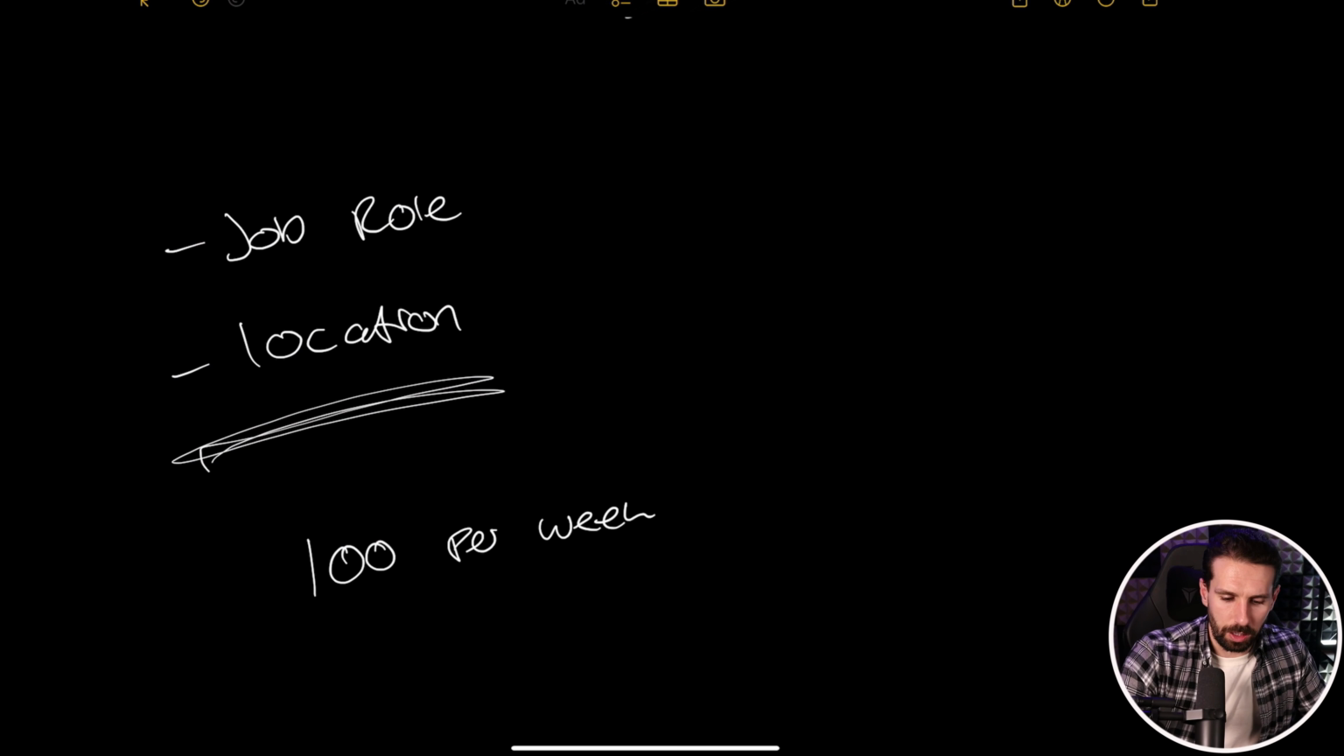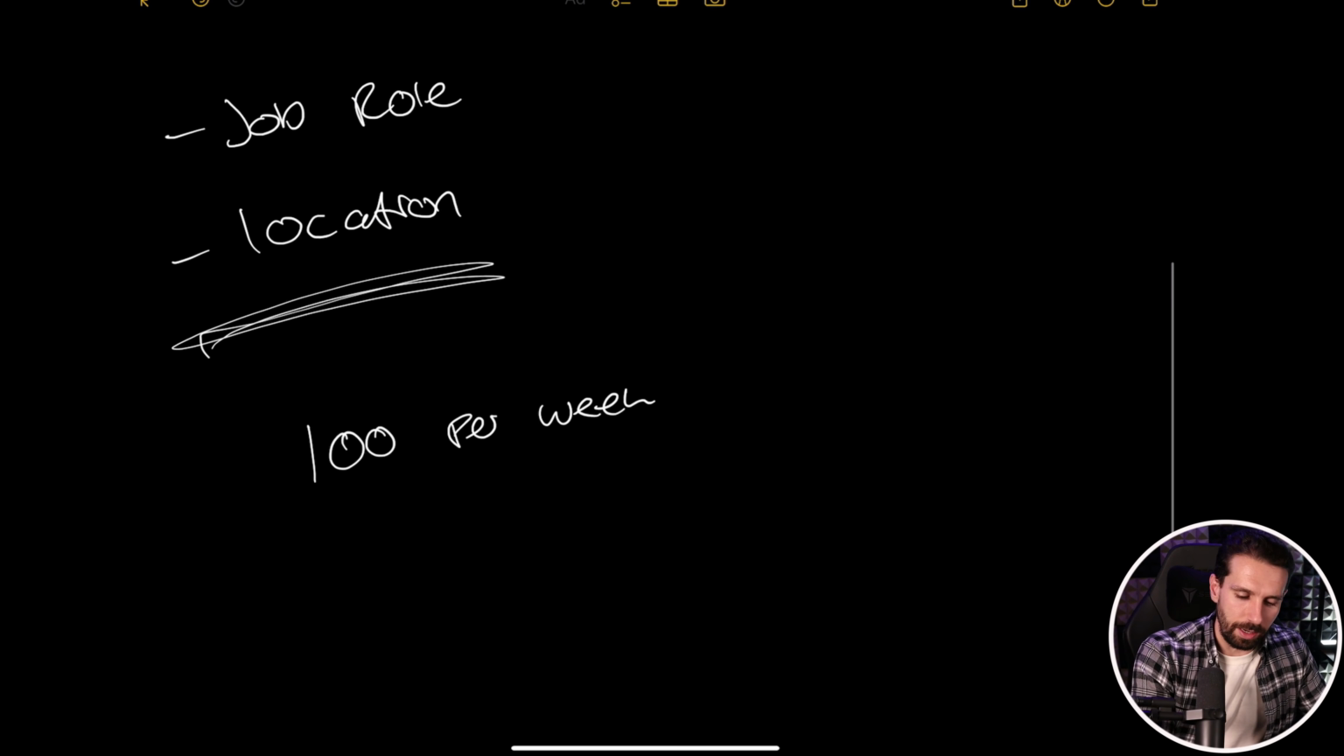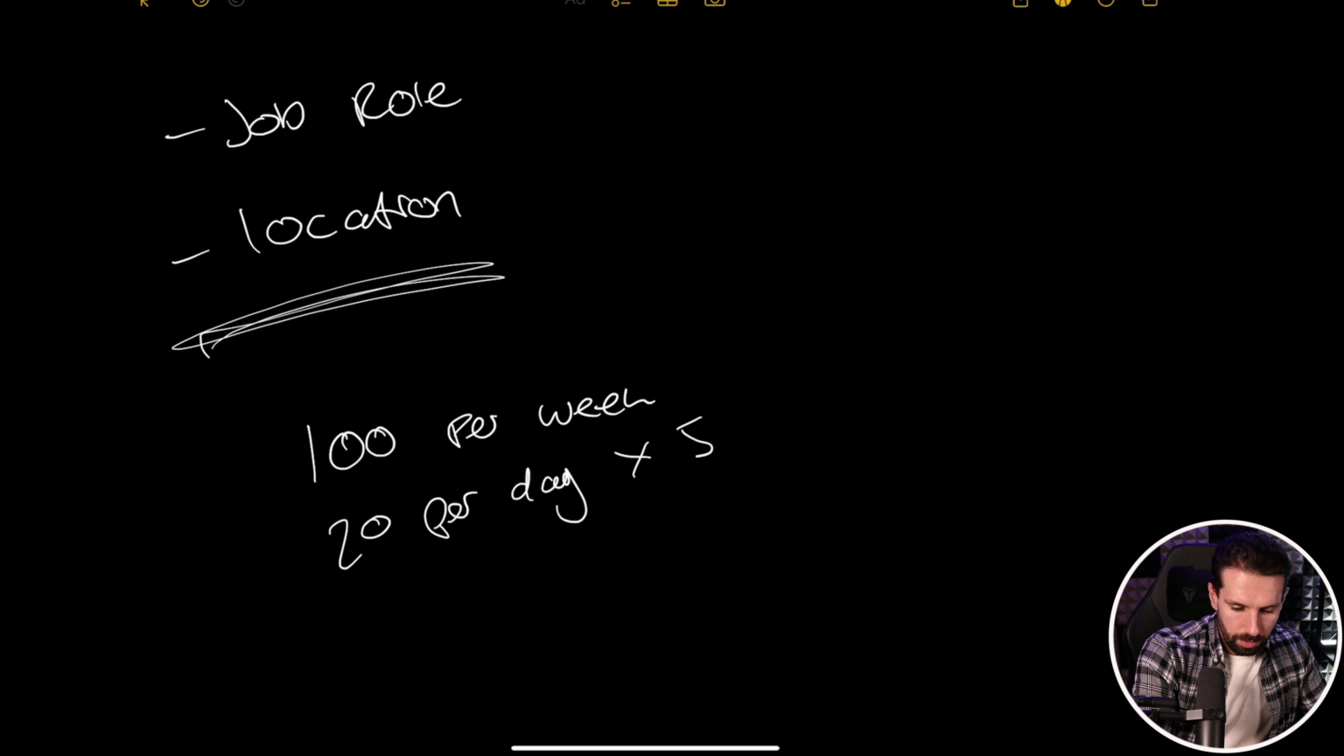If you've got 100 per week, that's 20 a day. If you do too many a day, you'll get told off. So 20 per day times 5. So you're going to do 5 days a week, 20 of them. You will slowly start to build up a bank of people who follow you, who are connected to you, and they will be the ideal client for you.